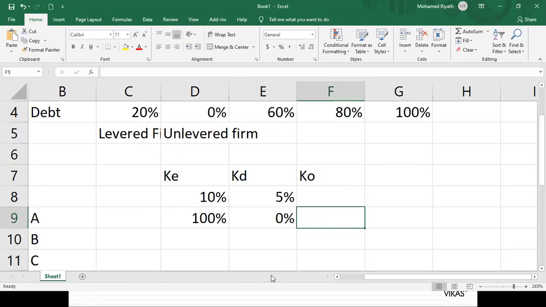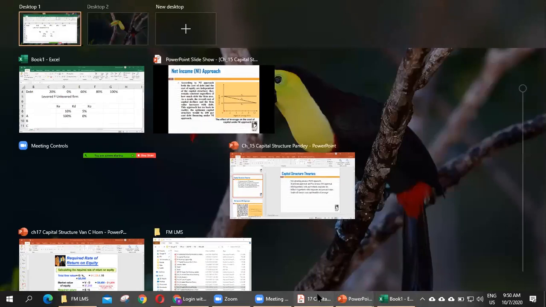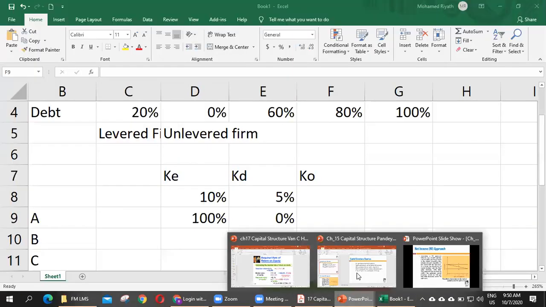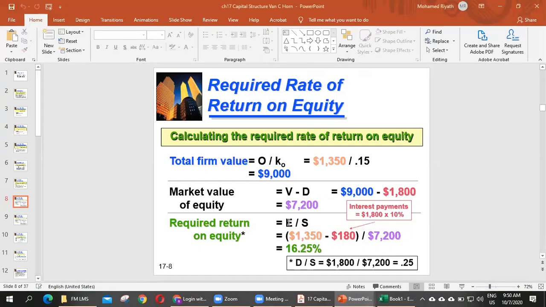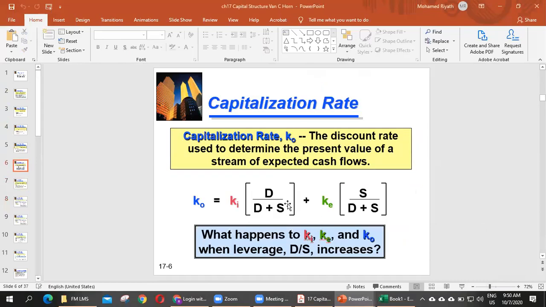So you can use this formula. Overall cost of capital equals cost of debt, we know cost of debt is what?